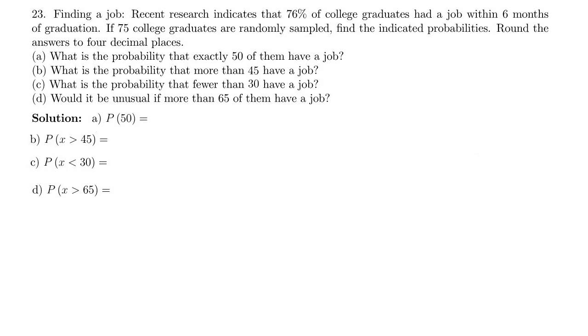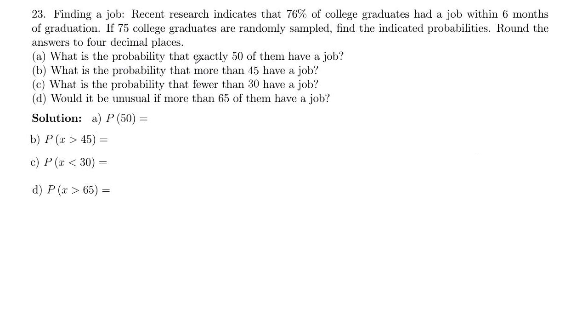In problem number 23, we are looking for a job. Recent research indicates that 76% of college graduates had a job within 6 months of graduation. We are going to look at a sample of 75 college graduates, and find the indicated probability, rounding to 4 decimal places.